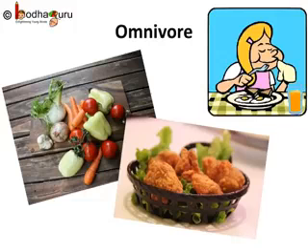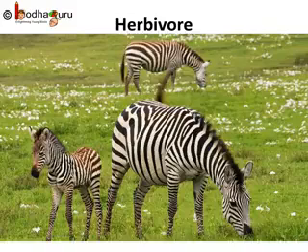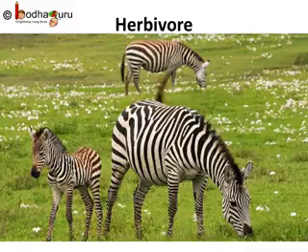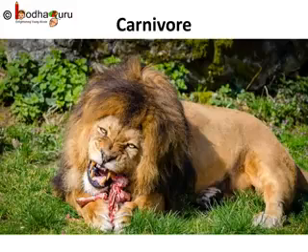Now, we human beings eat vegetables, meat, fish, etc. So we are omnivores. Animals such as cow, goat, zebra, giraffe, etc. eat only plants, so they are herbivores. Some animals like lion and tiger eat only flesh and they are carnivores.